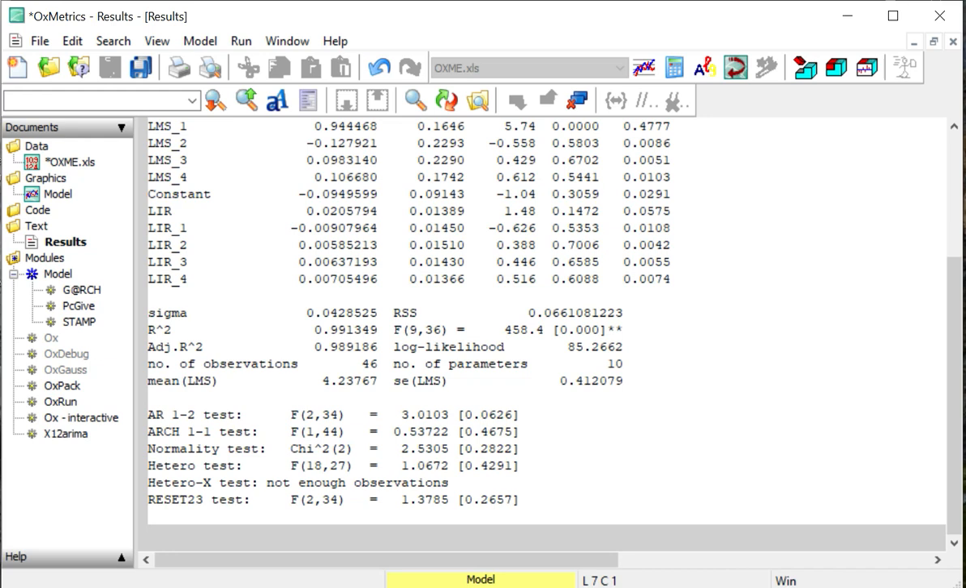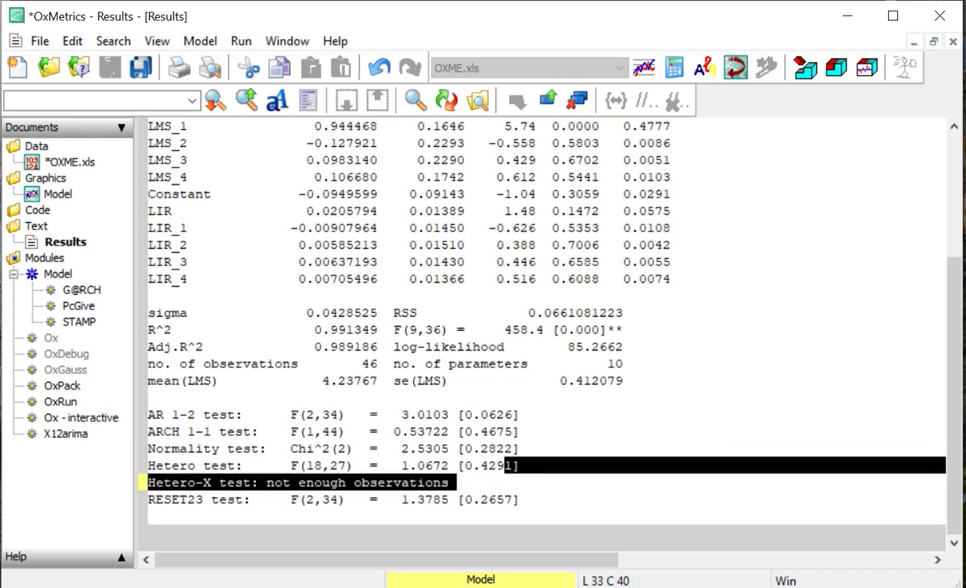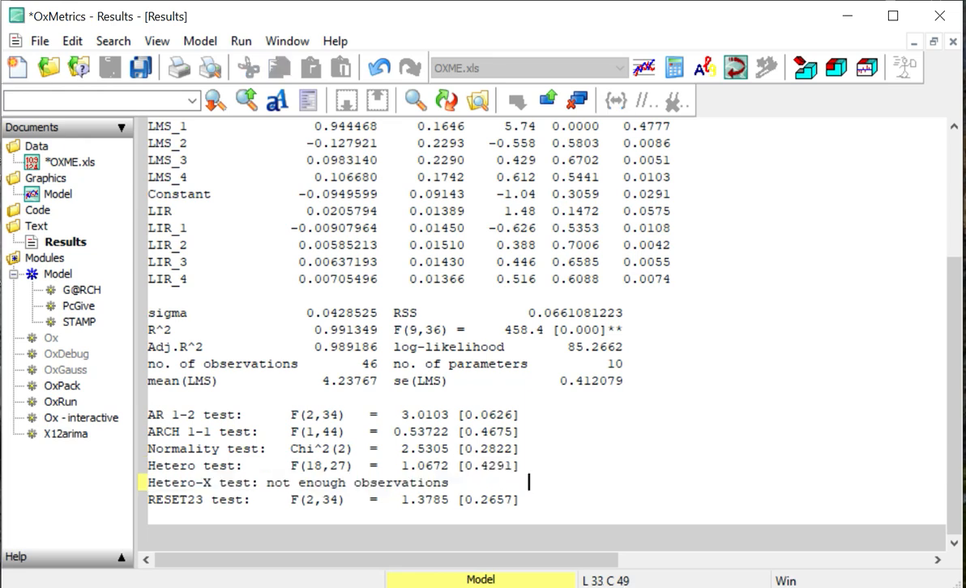In this case, the normality test value is 0.28. 0.28 means it is greater than 0.05, so we do not reject H0. If we do not reject H0, there is no problem of normality, meaning our regression is normal. If you see heteroscedasticity, there is no problem of hetero because the probability value is 0.4291. It is greater than 0.05, so we do not reject H0. When we do not reject H0, it means there is no problem of hetero as well.